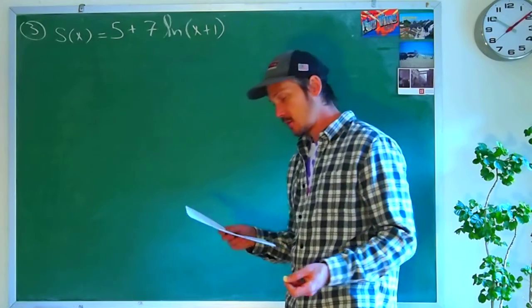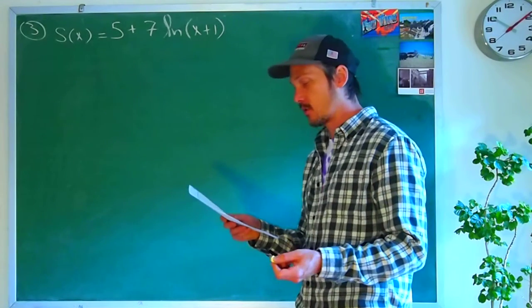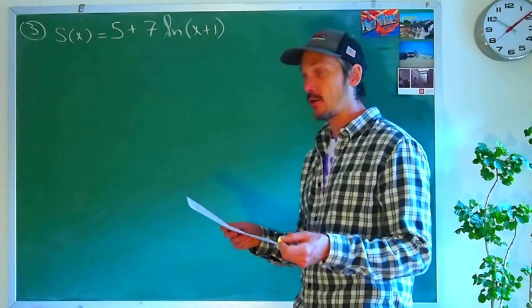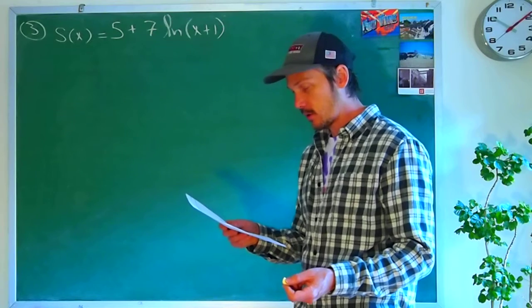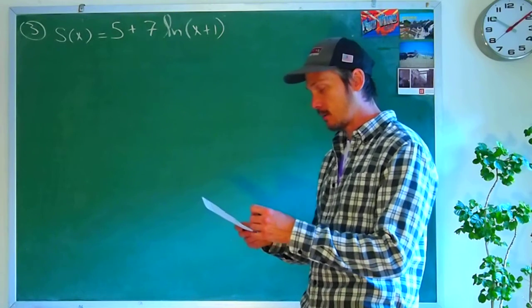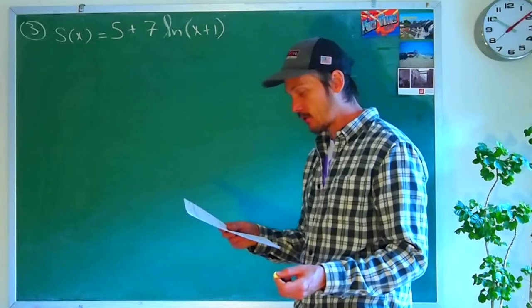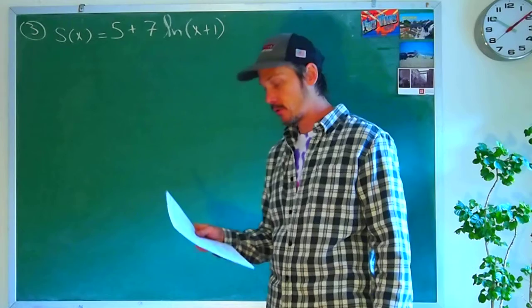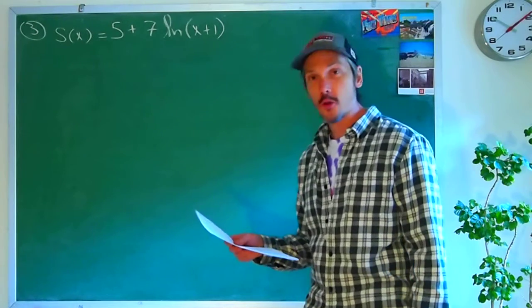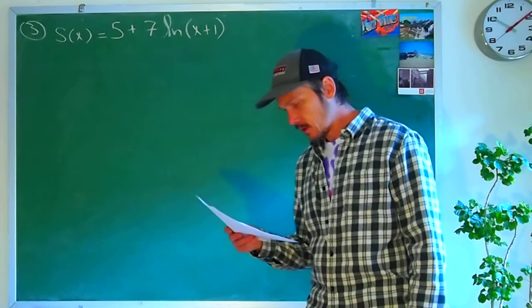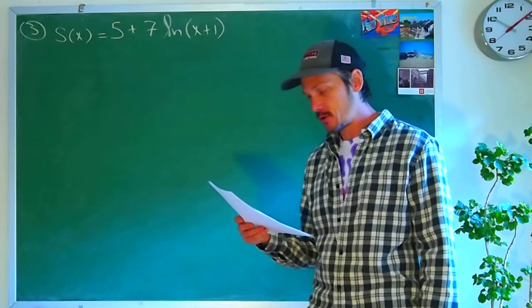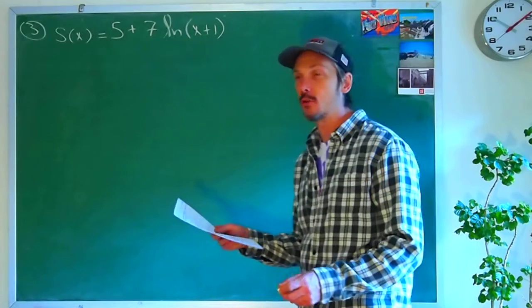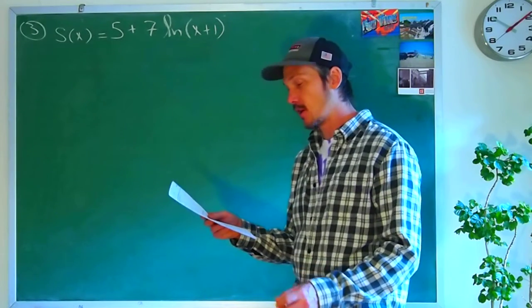So the problem says, a company spends X $100 on an advertising campaign. The amount of money in sales, S of X, in thousands of dollars, for the 4-month period after the advertising campaign can be modeled by S of X equals this function, 5 plus 7 ln of X plus 1. And then we have 2 questions about the function. So the first question says, if the company spent $250 on the advertising campaign, what will be the expected total sales? Round to the nearest dollar.